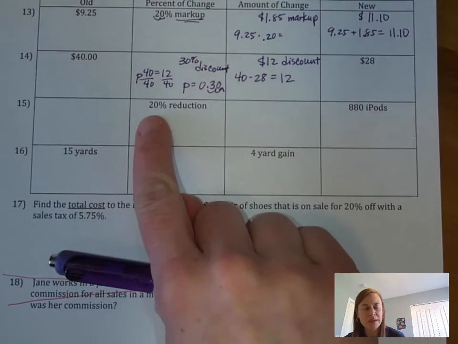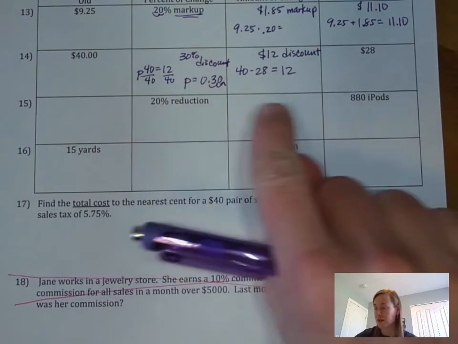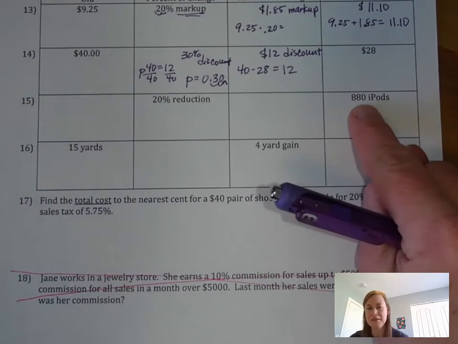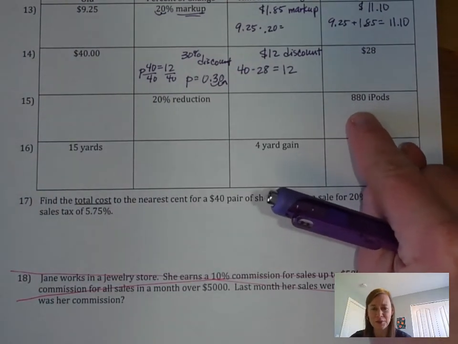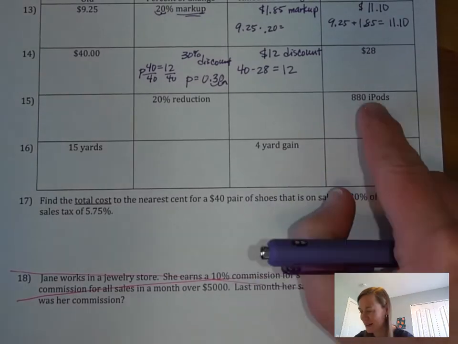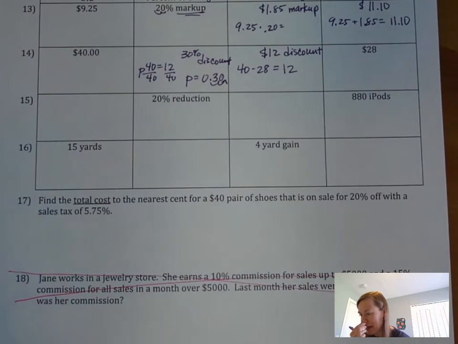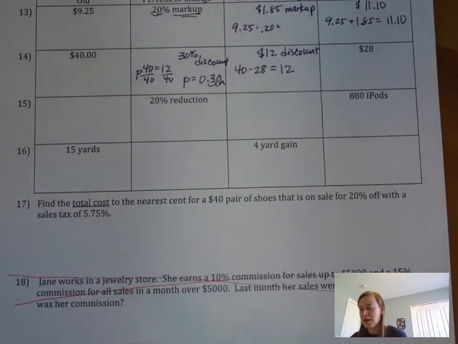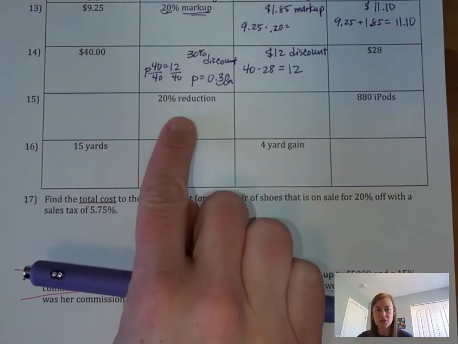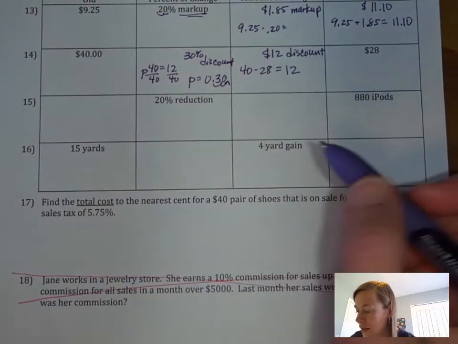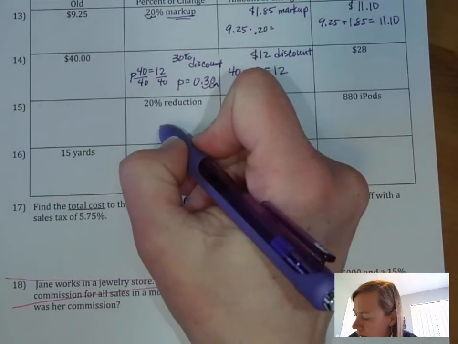Now let's look at this one. So here we have a 20% reduction. And then the new is 880 iPods. That is a lot of iPods. I don't know if that was a price or what, but we'll just use these numbers and not worry about what they actually mean, okay? So in this case, you're going to use the ideas that we have over here where you can add or subtract from the percentage. Now it is a reduction. So that means we're going to have to subtract that 20% from 100, okay? So let's go ahead and do that.